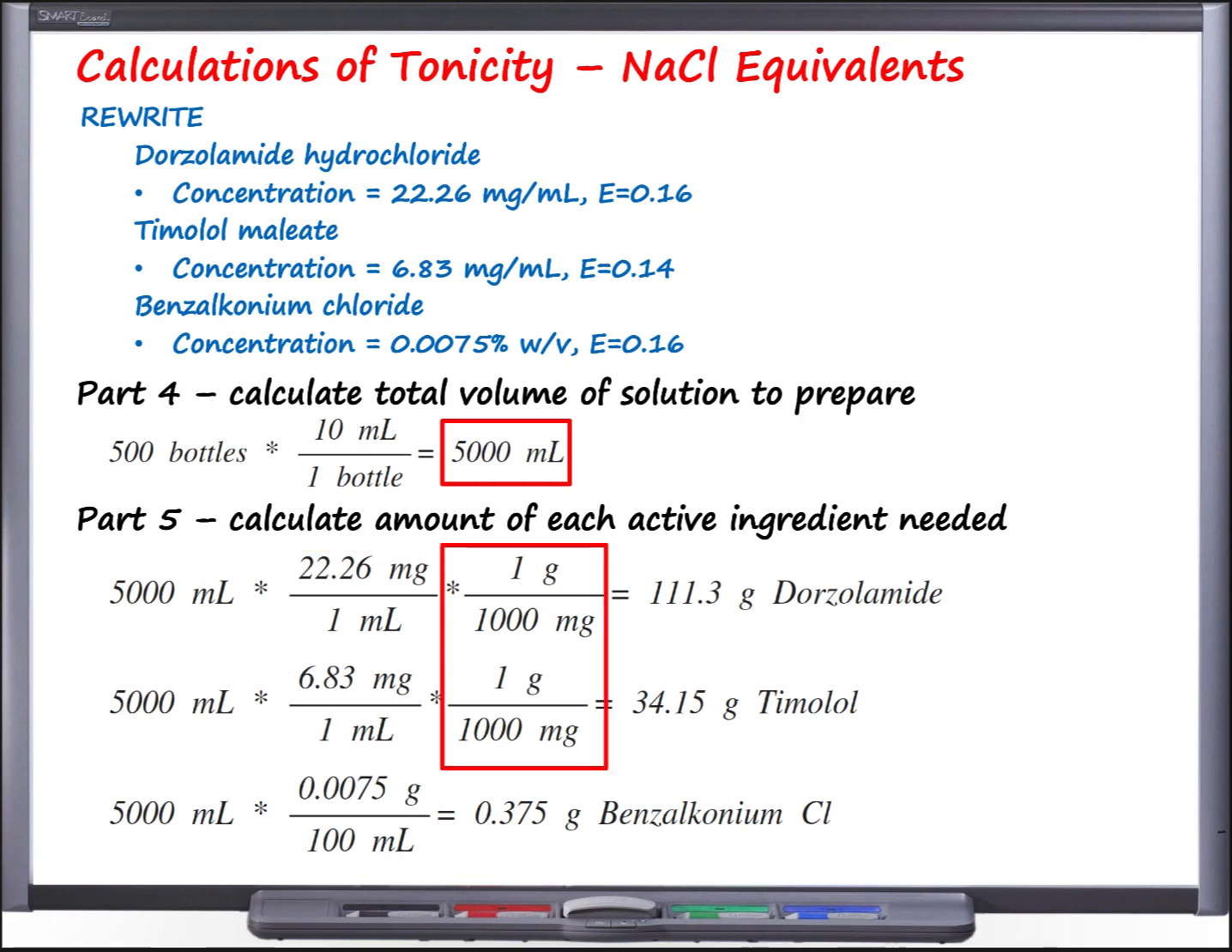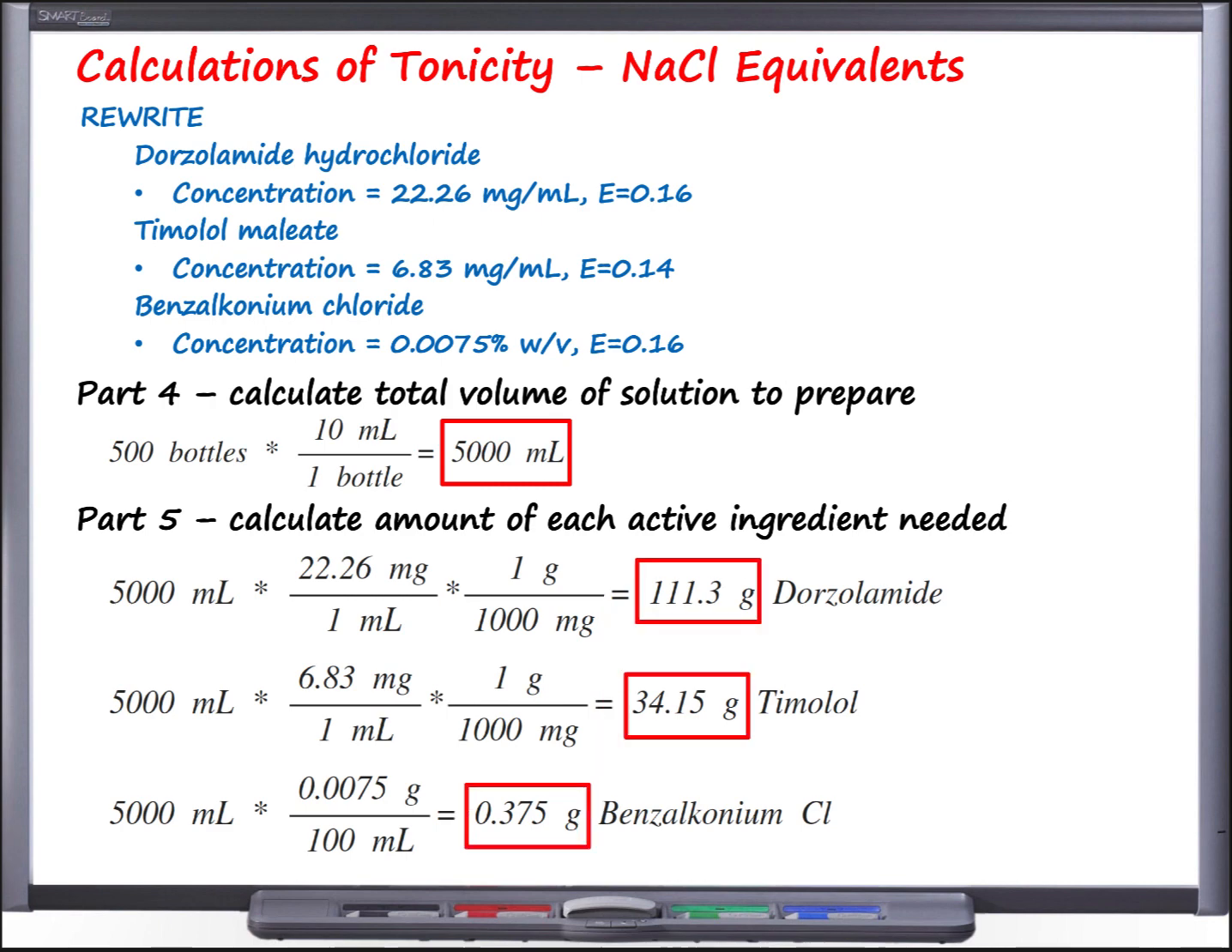Next, for the top 2 drugs, the dorzolamide and timolol, we want to express our final weights in grams, so we'll need to convert milligrams to grams. For those 2, we're just multiplying by the conversion of 1 gram over 1,000 milligrams, so that the units of milligram cancel, and our final answers will all be in grams. What we can see is that in the end, to prepare 5,000 milliliters, we would need 111.3 grams of dorzolamide, 34.15 grams of timolol, and 0.375 grams of benzalkonium chloride.